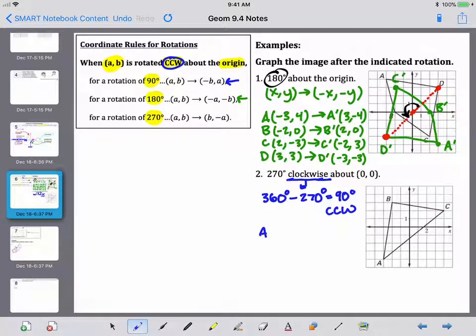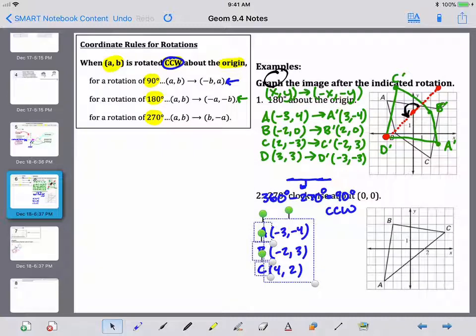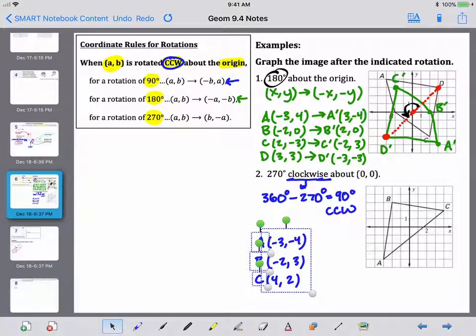Again, start with your original points. In this case, A is at negative 3, negative 4. B is at negative 2, comma 3. And C is at 4, comma 2. Okay, let's rewrite that rule. So just leave some space here.